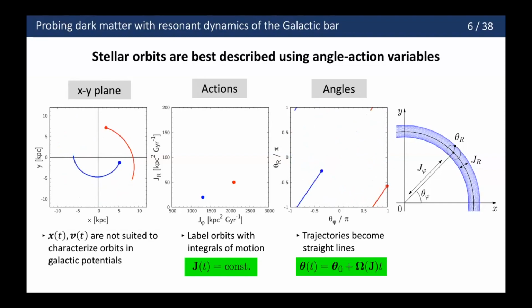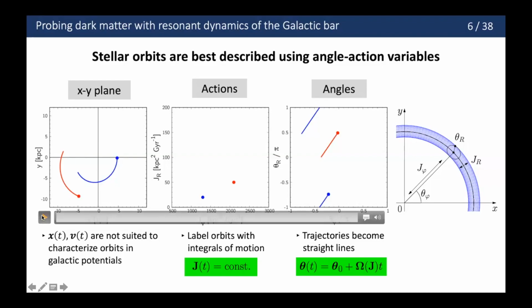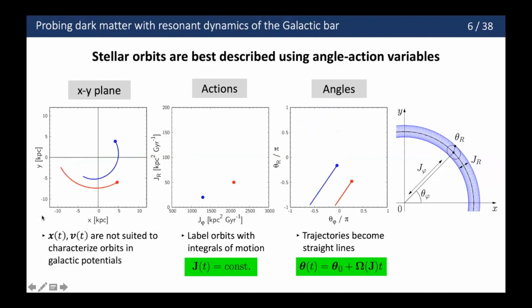And the dynamics becomes much more simple if you label these orbits using integrals of motion, and actions are just one of these, but they're special in the sense that they can be used as a canonical momentum. In a two-dimensional axisymmetric potential, we have two actions. One is J phi, which is the angular momentum. This is the one that describes the size of the guiding radius. And the other one is the radial action, which basically describes the extent of radial motion around the guiding radius.